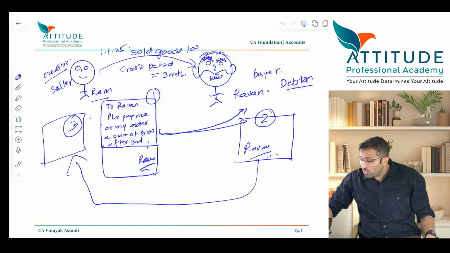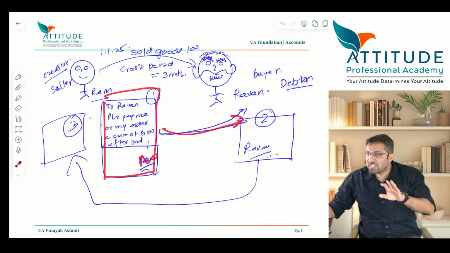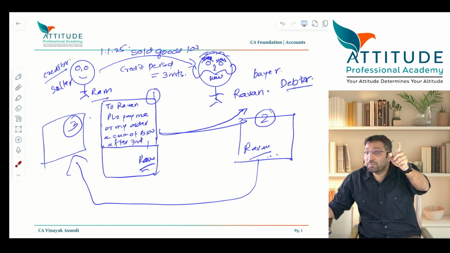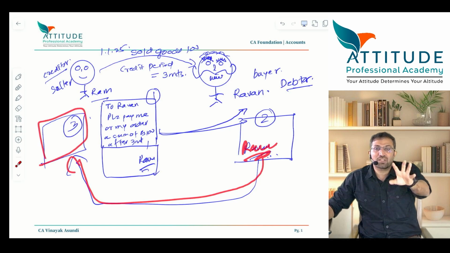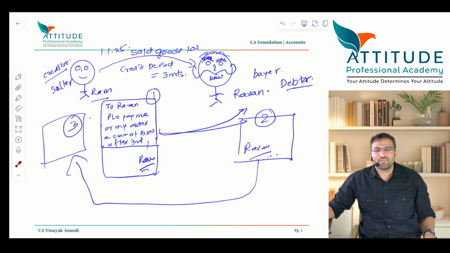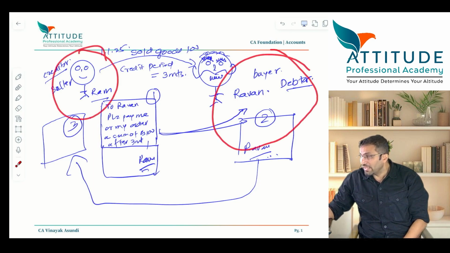Now, when Ram draws this bill and signs it and gives it, this is still not a bill of exchange. It becomes a bill of exchange when Ravan signs it and gives it back. Only then does it become a bill of exchange. So in bills of exchange there are three parties. How many parties? Sir, what are you saying? We are able to see only what? One and two.